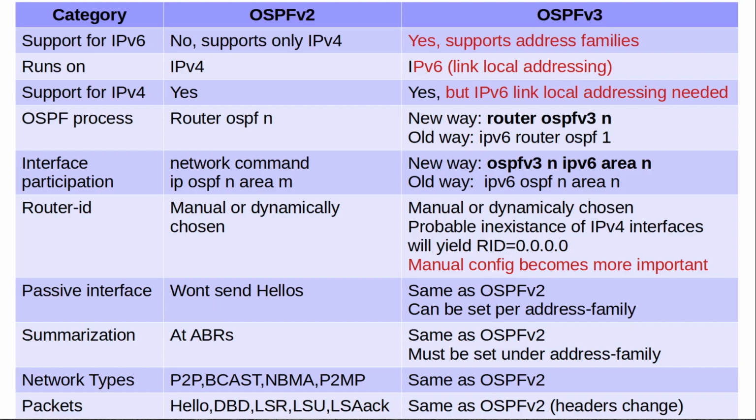And the passive interface, the summarization, the network types, and the packets are all the same as OSPF version 2. Just remember that the packets will have their headers changing a little bit.